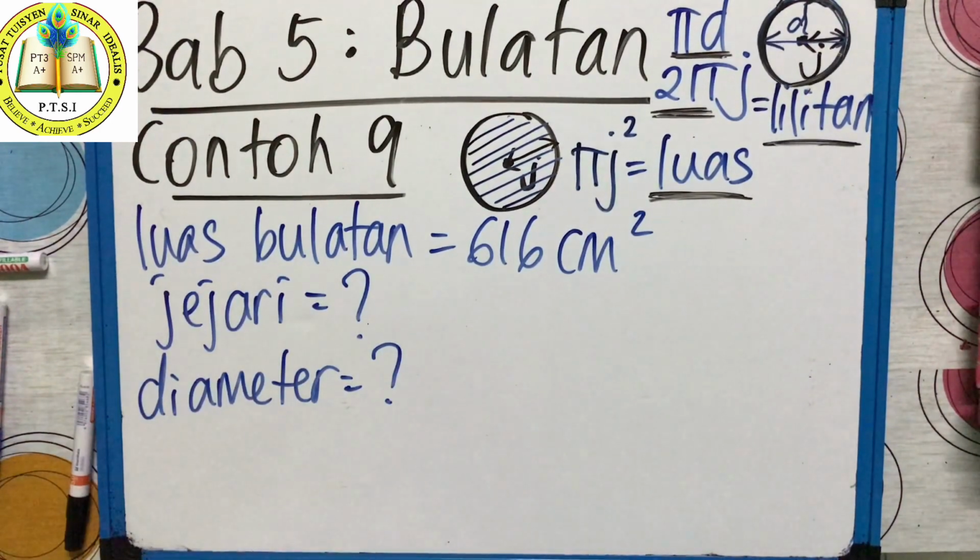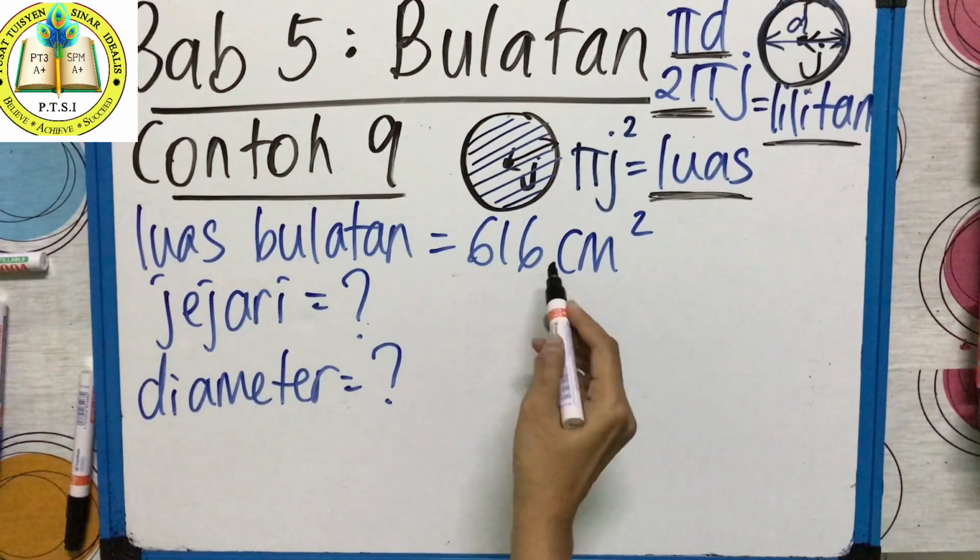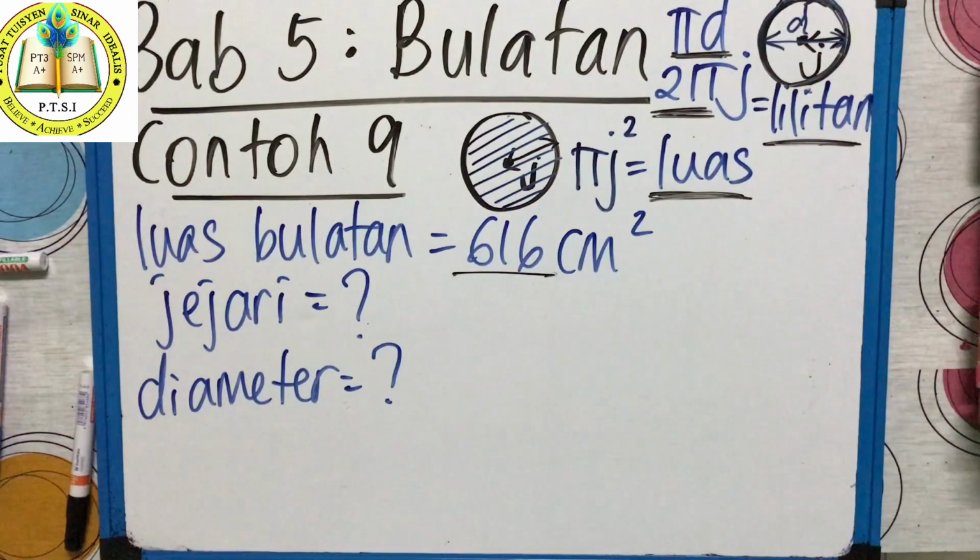Salah. Check that. Just a reminder for y'all. Okay, now example 9. Luas bulatan, they gave you 616. Sudah pun diberi. Soalan tanya jejari, diameter. Find the radius, find the diameter.